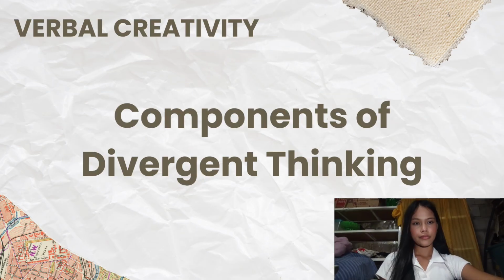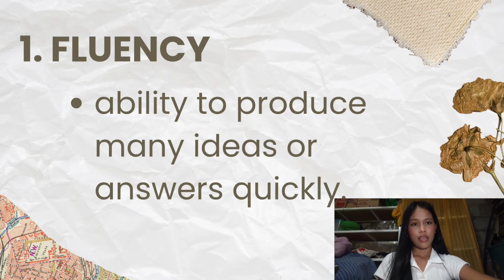This helps a student or a person become confident in communication and more creative in problem solving. Now, under verbal creativity, there is what we call components of divergent thinking. The first one is fluency. I know you already have an idea about fluency, but how do we define fluency based on verbal creativity? Now, I will explain.